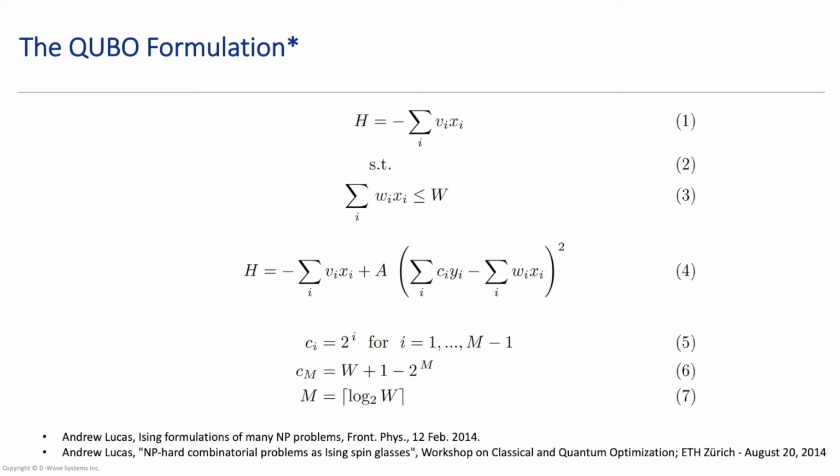And here's the QUBO that we come up with, and this is due to Andrew Lucas. The first reference down there at the bottom is that original paper that you know about, and then he modified it the following summer, that summer in Zurich. But we basically have the Hamiltonian in equation 4 there, where instead of W, you have a sum over these numbers C sub i, which are powers of 2, times some auxiliary variables y sub i.